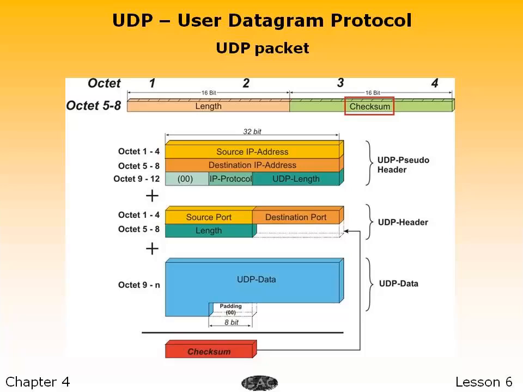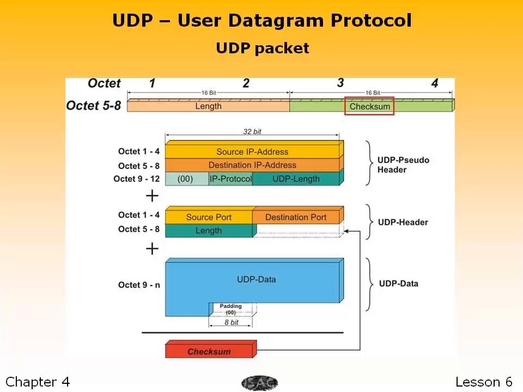UDP is a minimal message-oriented transport layer protocol that is documented in IETF RFC 768. UDP provides no guarantees to the upper layer protocol for message delivery, and the UDP protocol layer retains no state of UDP messages once sent. For this reason, UDP is sometimes referred to as an unreliable datagram protocol.